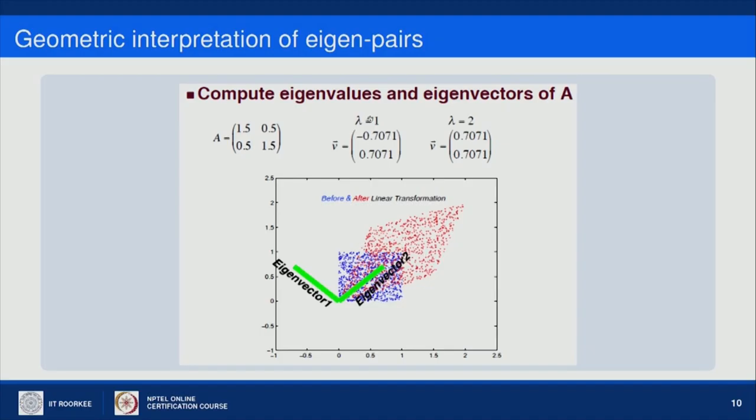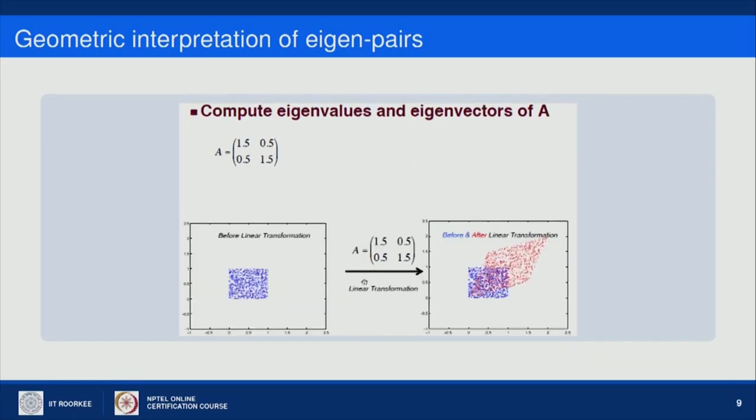Corresponding to 1, the eigenvector is minus 0.7071 and 0.7071, which means it is a line in the direction of y equals x. And here it is coming the same, so it is a line in the direction of y equals minus x. Sorry, this is the line in the direction of y equals minus x, and this is the line in the direction of y equals x.